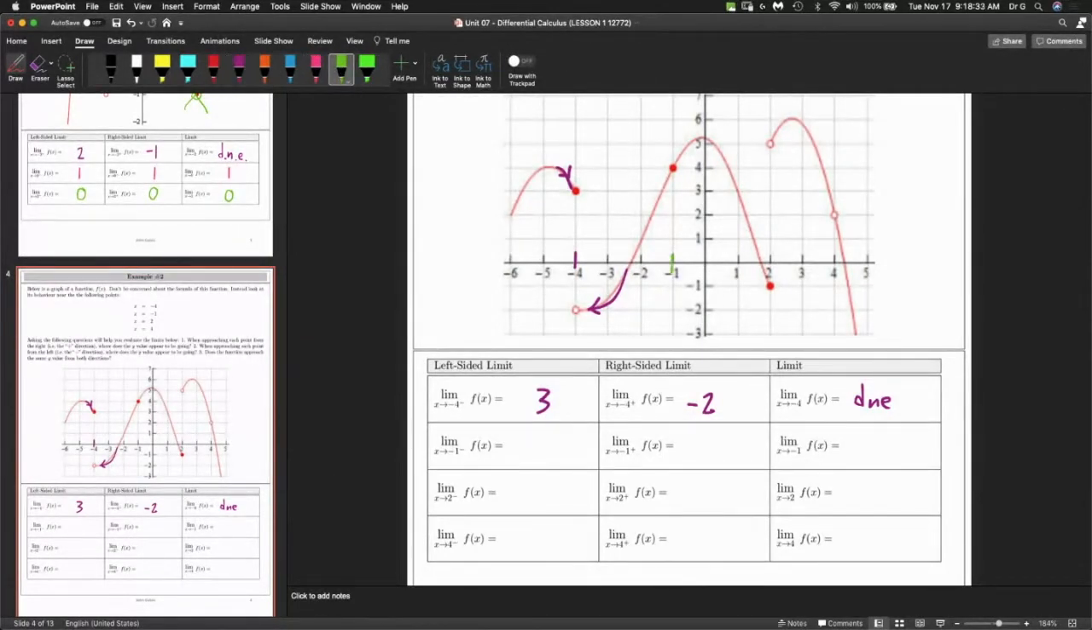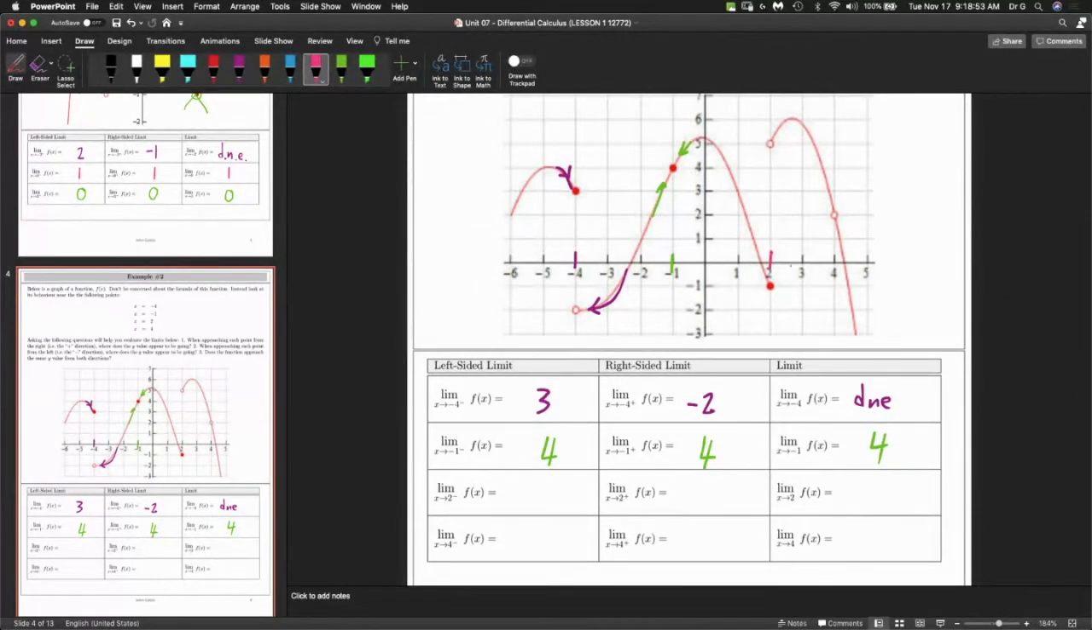Okay, now -1. -1 is the easiest question because it's just a regular point. The left and the right, there's no weird behavior. It's not jumping like this one over here. So this is 4s across the board. From the left and from the right, they're both approaching 4. So overall is a 4 as well.